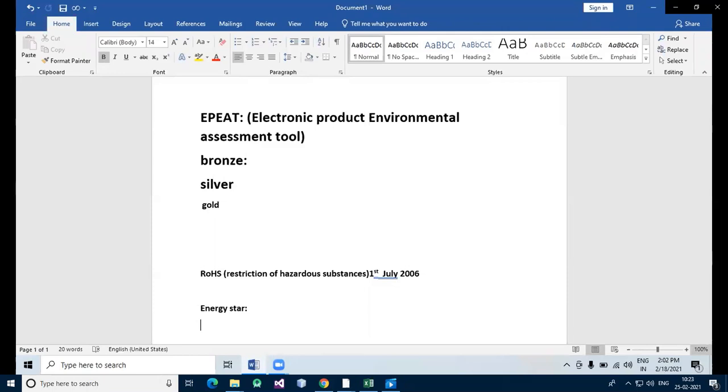Tier 1 requirement: standby off, sleep mode 4.0 watt, idle state nothing, category A 15.0 watt, category B 6.5 watt. For notebooks and tablets, sleep mode is 1.7, category A 14.50. This is the tier 1 requirement, and next is the product type efficient power supply requirement.